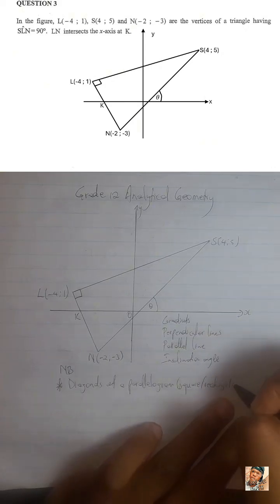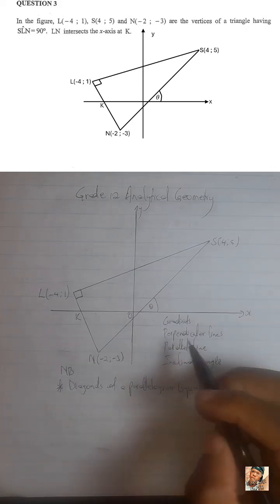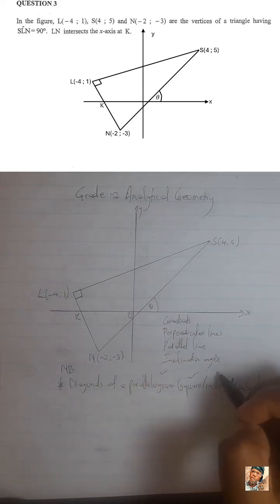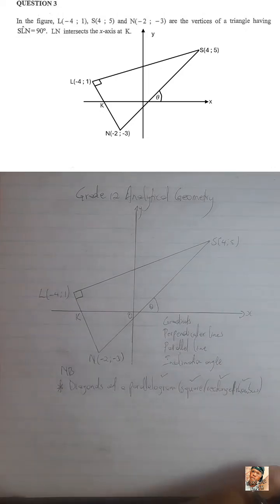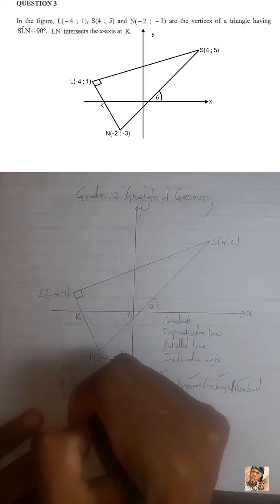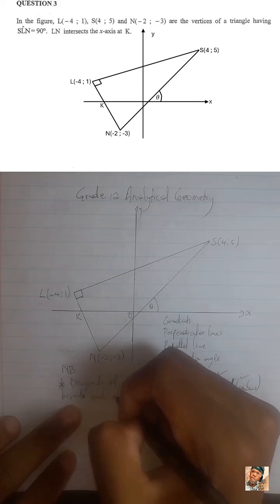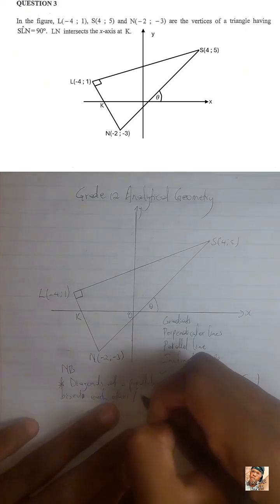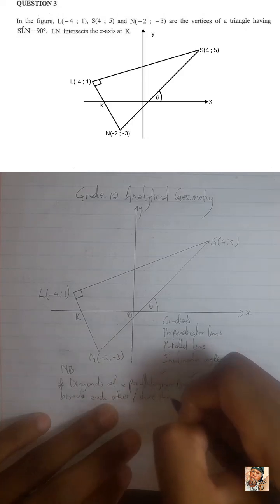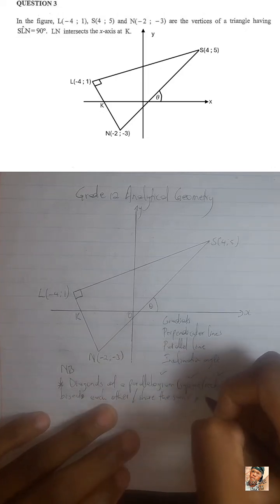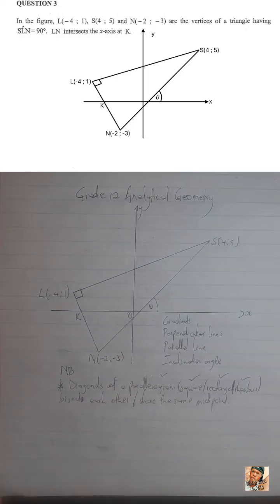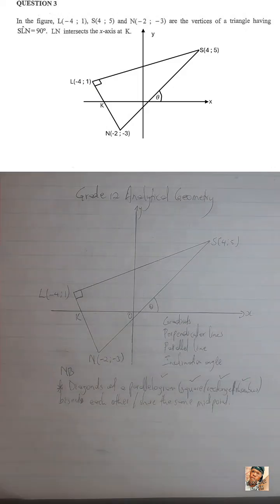Or rectangle or rhombus. Okay, so if it's a parallelogram or square or rectangle or rhombus, the diagonals of those bisect each other. Or we can say they share the same midpoint. This characteristic is very, very important because it is common and it is applicable in a lot of questions that are in question 3 of the analytical geometry paper, right?